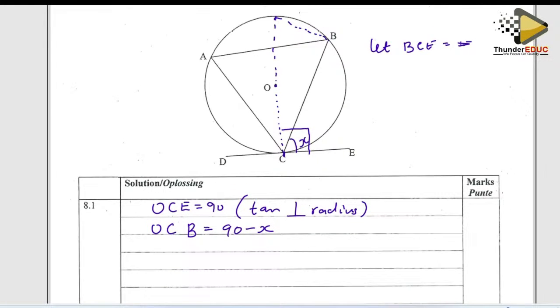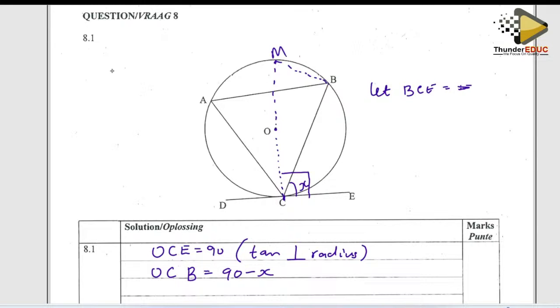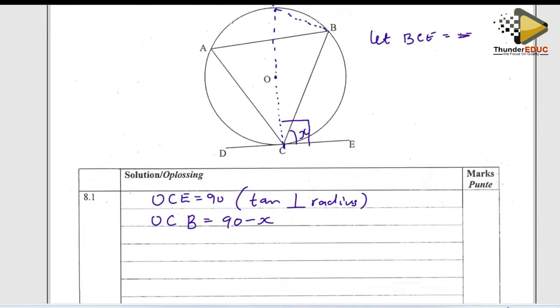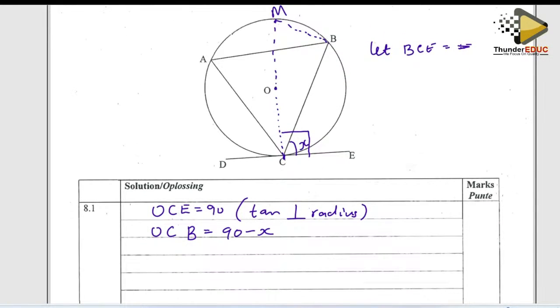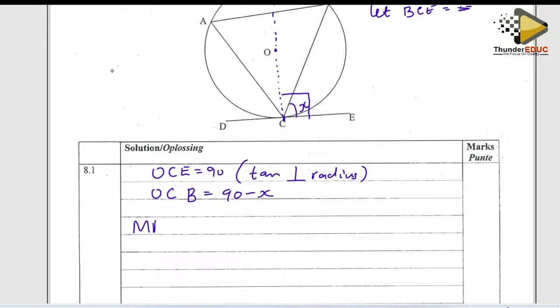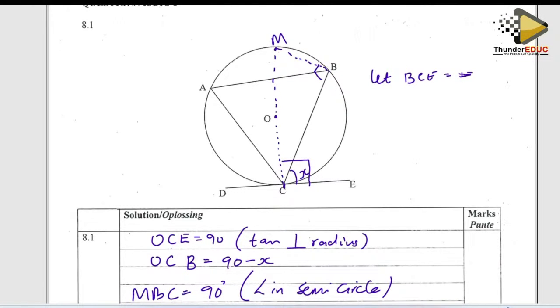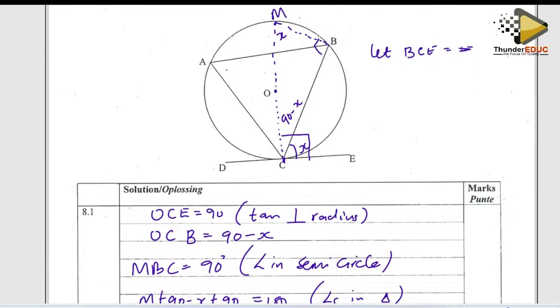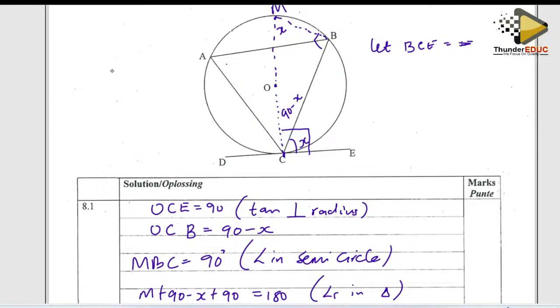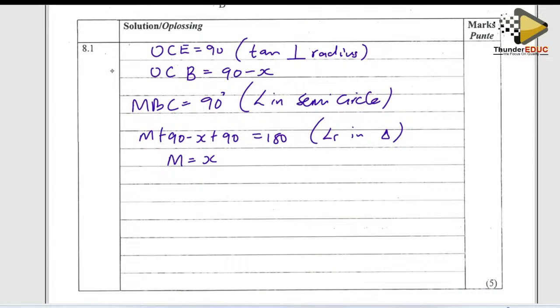Okay, then if that is true, let me call this A. It's fine. We can say that NBC is going to be a 90. Angle in a semicircle. Okay, if that is a 90, then I can use my angles in the same segment, because we can see the bow tie. So you're going to say A is also A. Angles in the same segment.